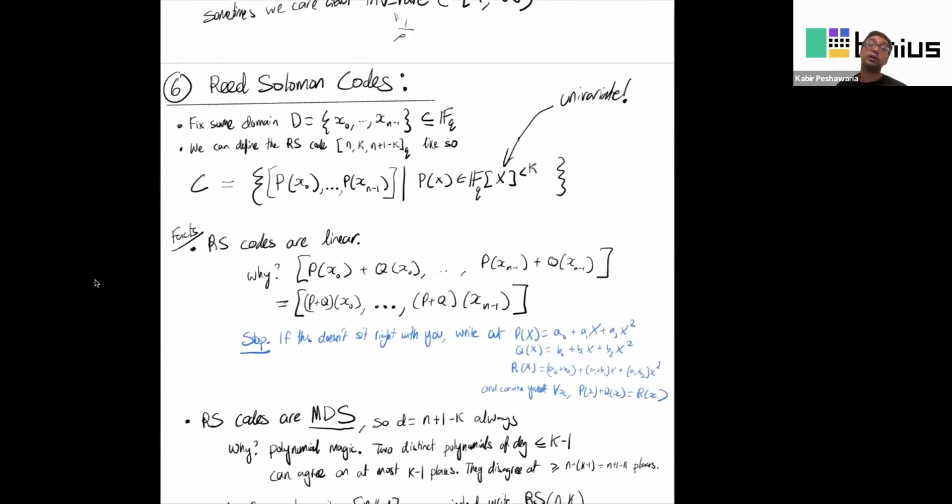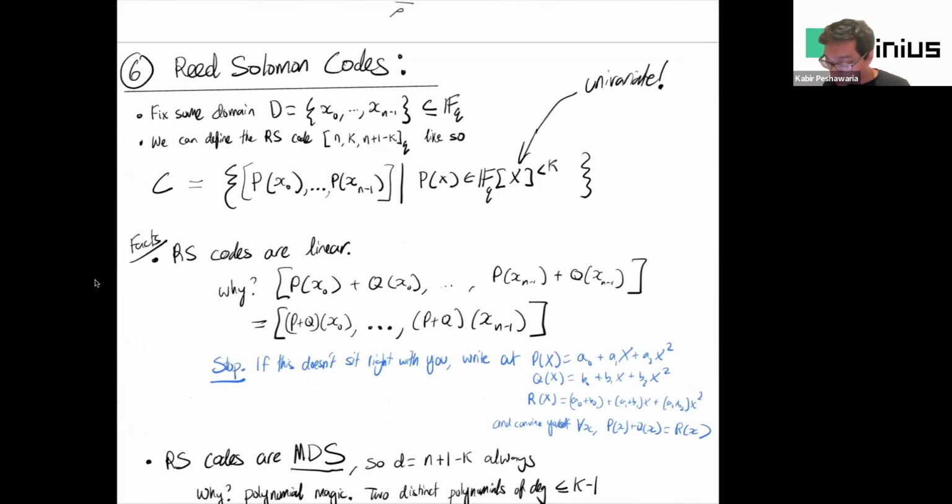Now we will finally talk about Reed-Solomon codes specifically. So fix some domain D of n distinct elements in your field, F_q. We can define the Reed-Solomon code, [n, k, some distance], to be the set of vectors of evaluations at your domain places of some polynomial satisfying the degree bound, degree strictly less than k.